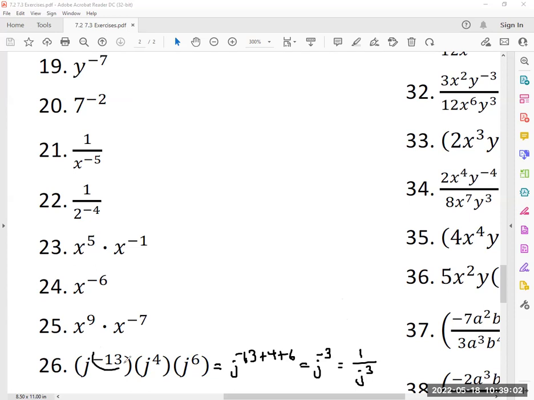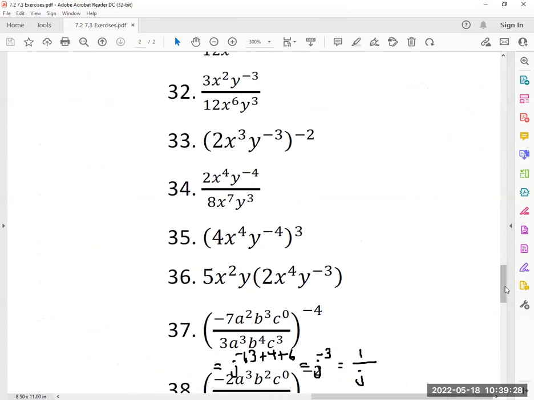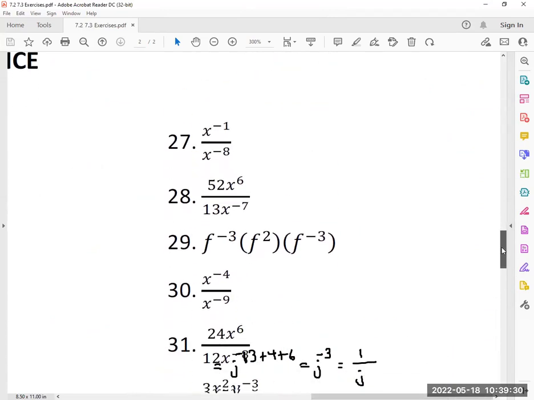Once again, this is exponent law number 1. What happens when you're multiplying the same base? The exponents will add. So negative 13 is added with 4, it's added with 6, that's a negative 3. The exponent is negative 3. Let's keep going. Here are some more complicated questions. Let's see what the next column has in store for us.